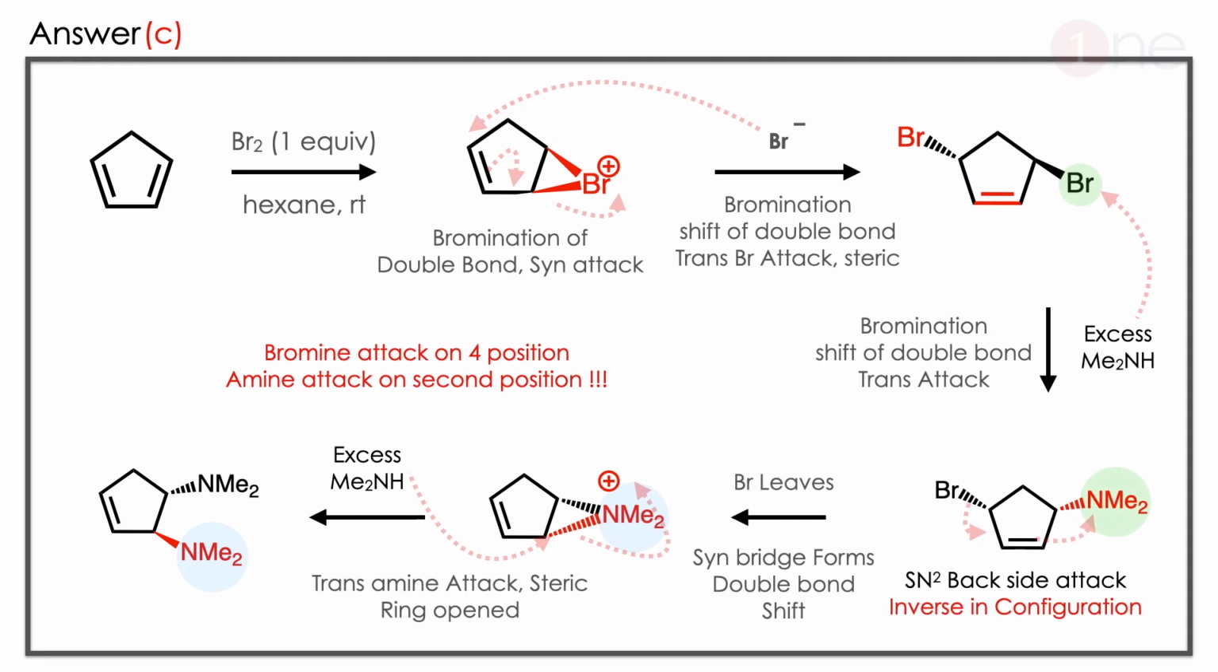The answer is C. Let us see how. The starting material is a diene. You are using bromine. So the initial bromination occurs there. The bromine is formed as a bridged one, so the strain is there. So what really happens is the next bromine attacks the second bond, so the double bond switches. The bromonium ring opens. Here you have to see that the attack is a trans attack because of the steric effect of bromine. Bromine is bulky.